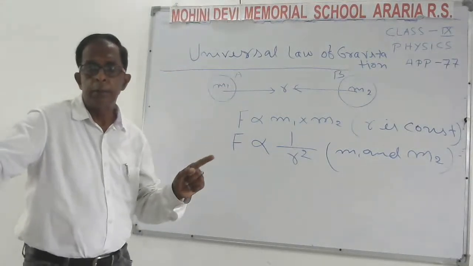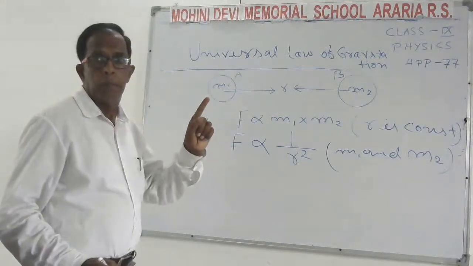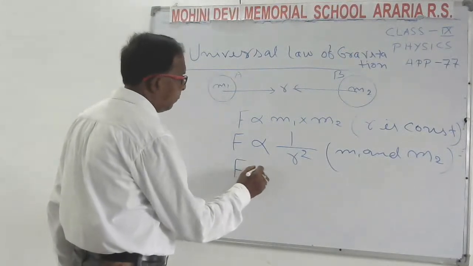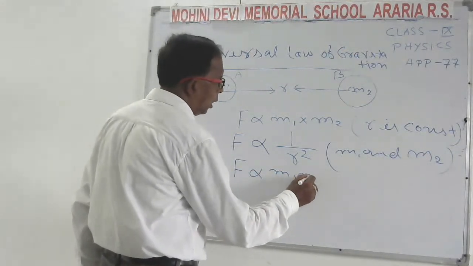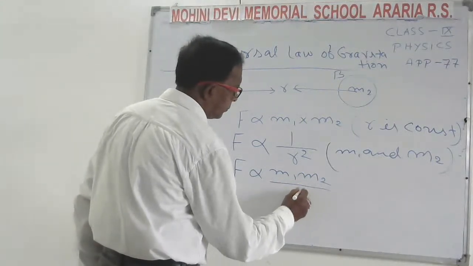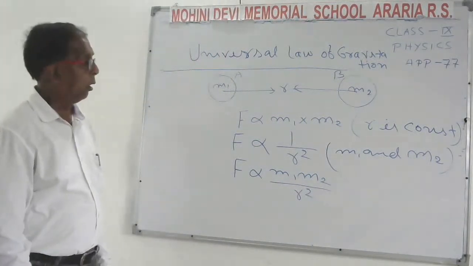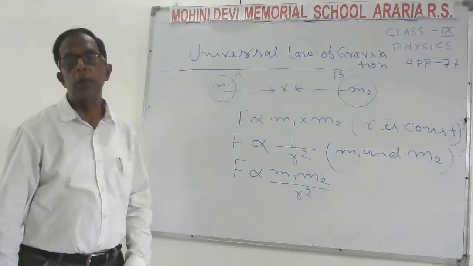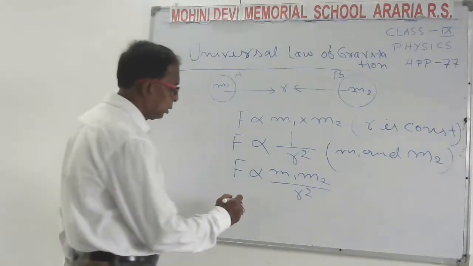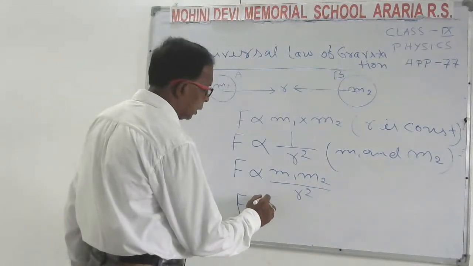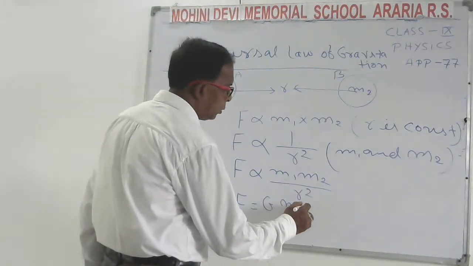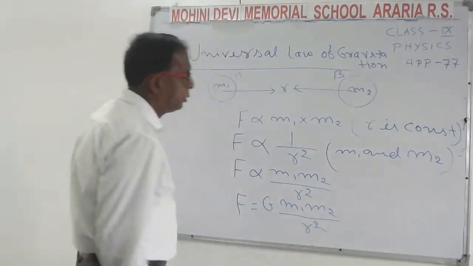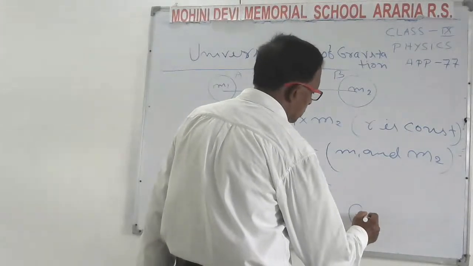By the help of the joint variation theorem of mathematics, you get F is directly proportional to M1 into M2 by R square. And to remove this variation sign, you will use a universal constant G: F equals G M1 M2 by R square, where G is a universal constant.